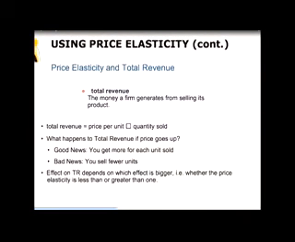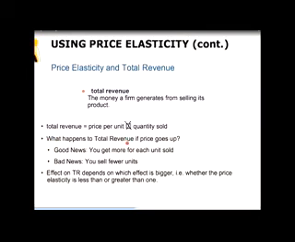Another reason you might want to look at price elasticity is if you're a business and you're trying to figure out what your total revenue is. The total revenue is the money a firm generates from selling its product. How much money comes in when you sell a good or a service. The way to calculate total revenue is to take the price per unit and multiply it times the quantity sold. And so how many are you selling and at what price? Multiply the two together. That gives you total revenue.